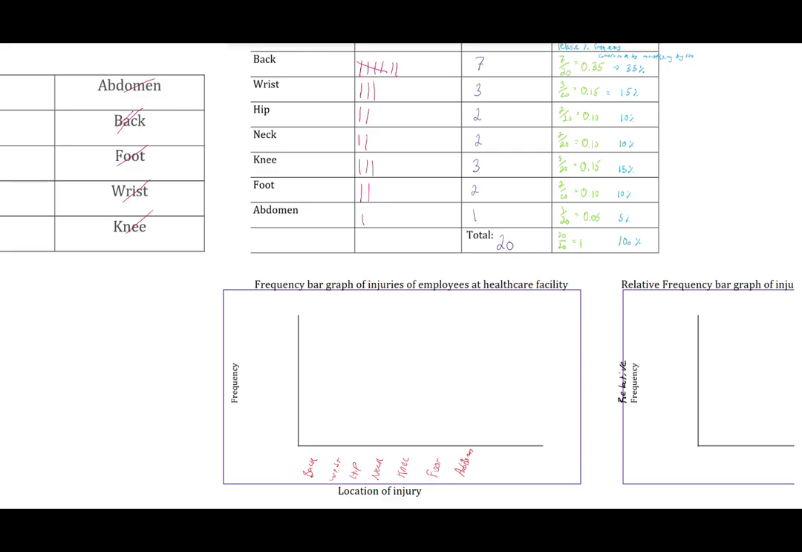Now you'll notice that these locations of injuries don't have any specific order to them because they are categorical variables, so they kind of go wherever we need them to. Our frequency axis here would start at 0, then 1, 2, 3, 4, 5, 6, 7. Probably spread this out just a little bit. Let's see if I can do this.